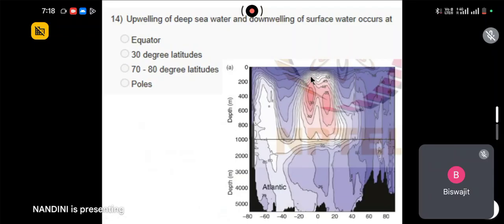Now, the next question: the upwelling of deep sea water and downwelling of surface water occurs at what latitude? So, what does it mean by the upwelling of deep sea water and downwelling of surface water? Basically, there is something known as the thermohaline circulation.